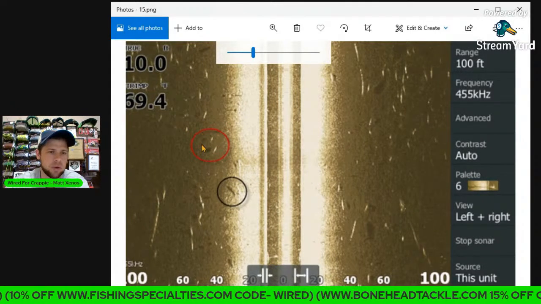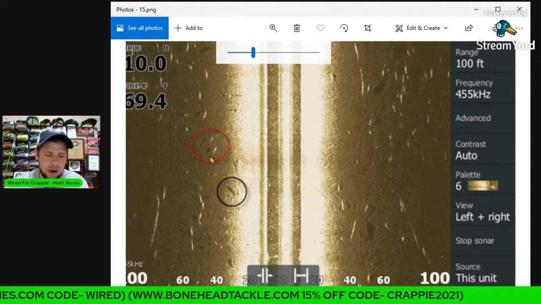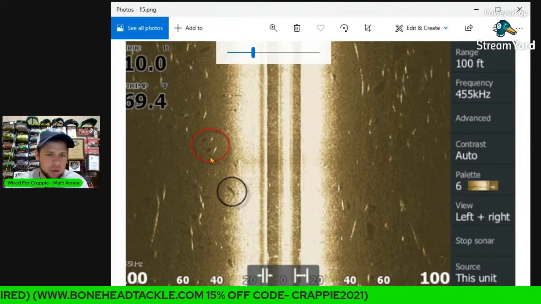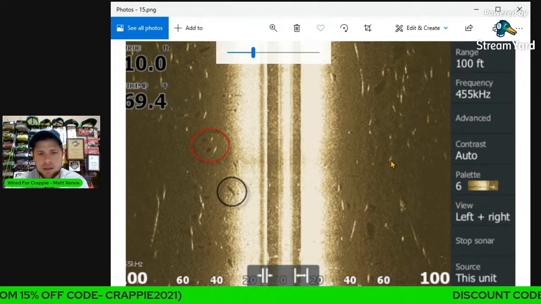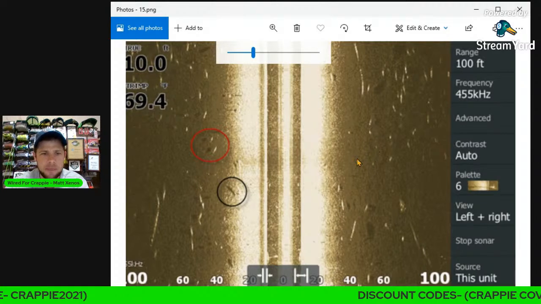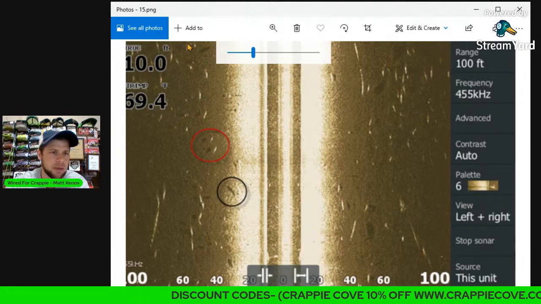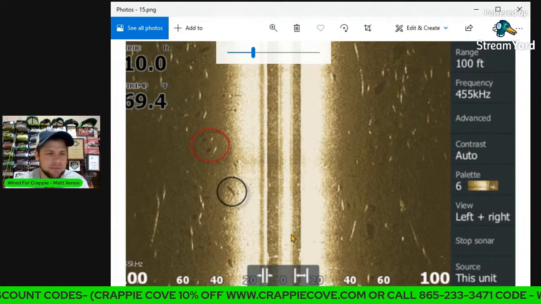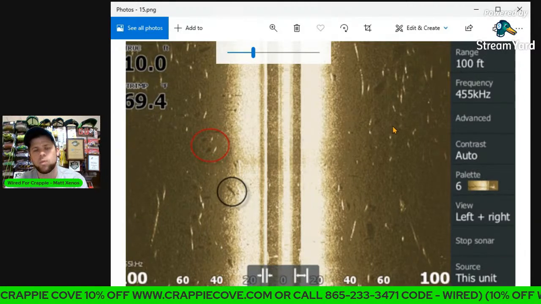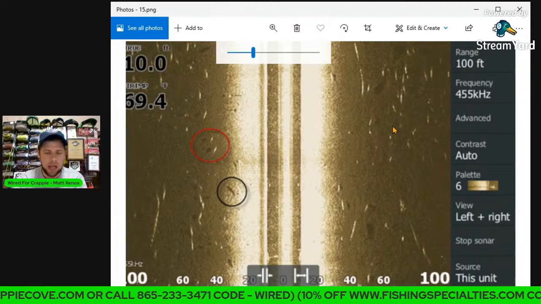These two fish I have circled right here are potentially crappie. They're very large crappie. They're borderlining bass. This fish right here is a bass. These fish right here are crappie. All right. Crappie. That's a crappie.